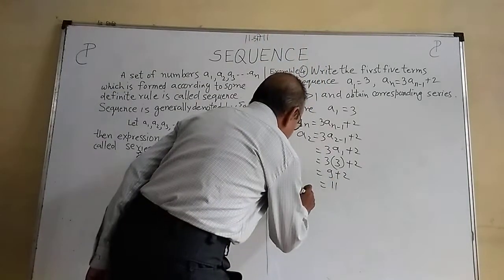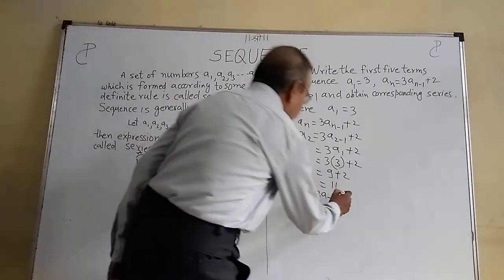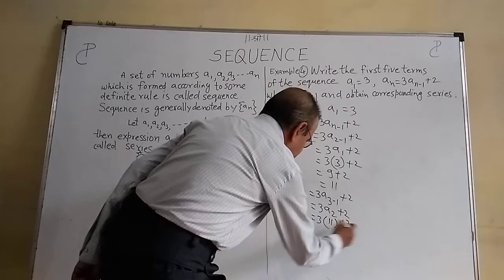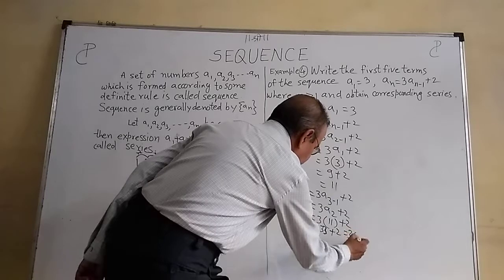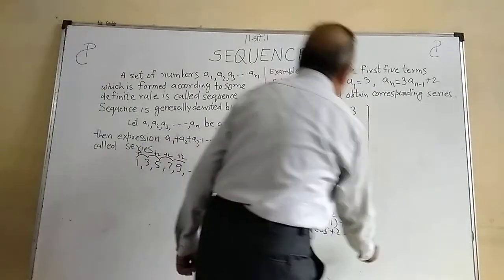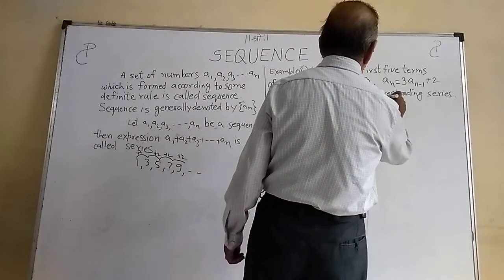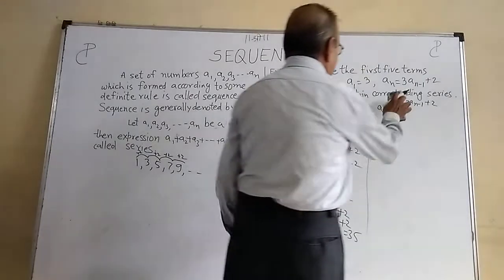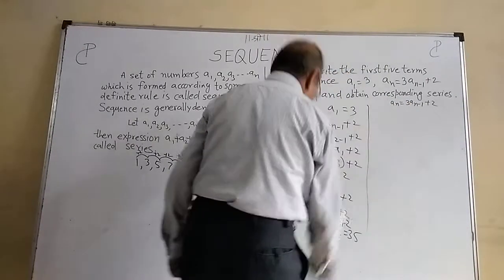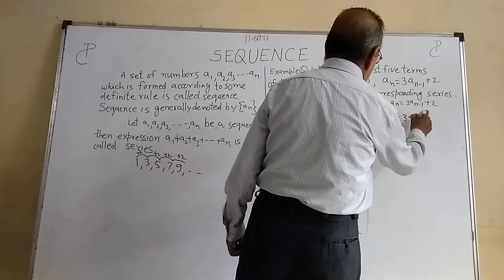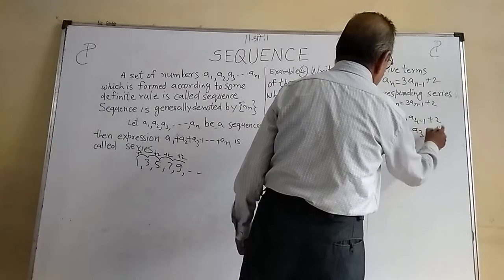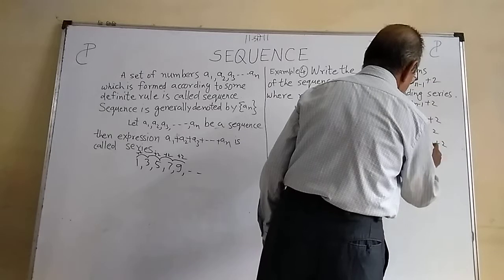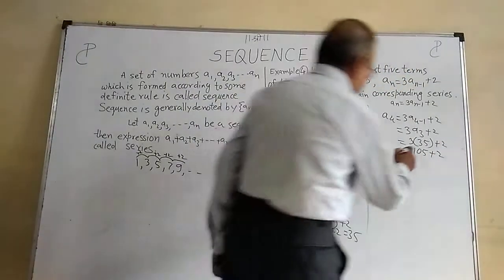Again a3 is equal to 3a2 plus 2, that is 3 into 11 plus 2, which is 35. So a3 is equal to 35. Now we have to find the 4th term, a4. This is my sequence an equals 3a(n minus 1) plus 2, and therefore a4 is equal to 3a3 plus 2, and a3 is equal to 35. So 105 plus 2, that is equal to 107.